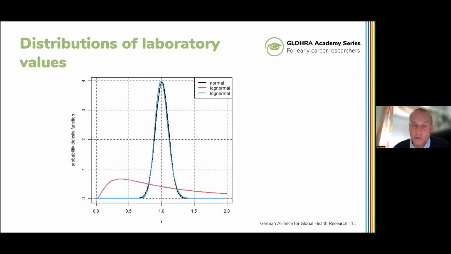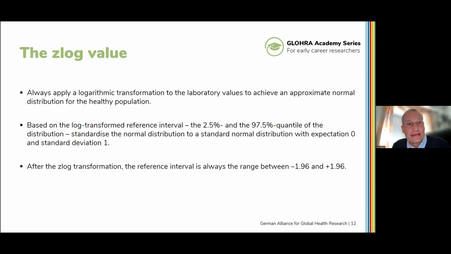So this is why the z-log value always applies a logarithmic transformation to the laboratory values to achieve an approximate normal distribution. As we have seen, it doesn't do much harm, at least to those normal distributions that are far away enough from zero. And then we normalize this log normal distribution based on the reference interval.